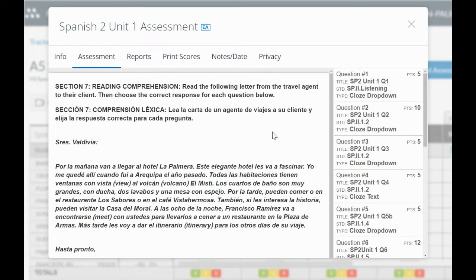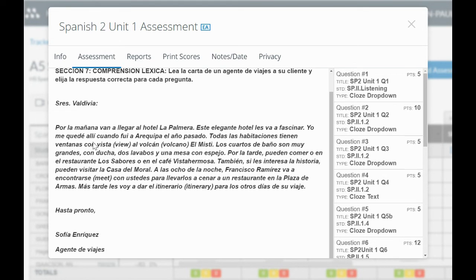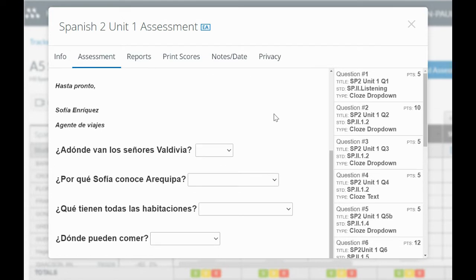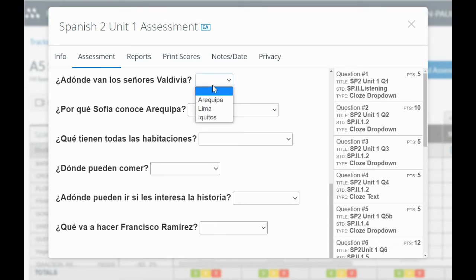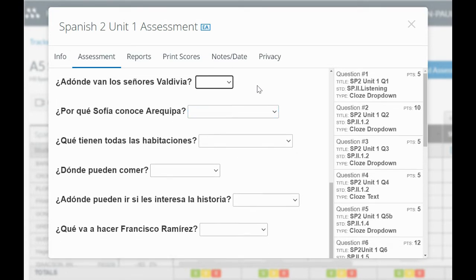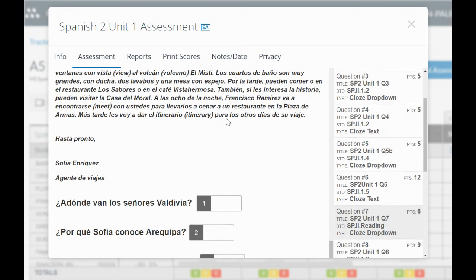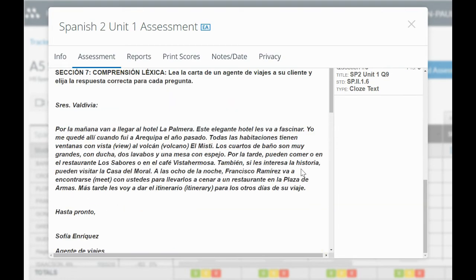Number 7, read the following letter from the travel agent to their client. Then choose the correct response for each question below. So you're going to read through all of this. Then you're going to answer all of these questions based on what you read. Like, where did they all go? You're going to figure that out, and then answer the questions according to the reading. Okay, bien?